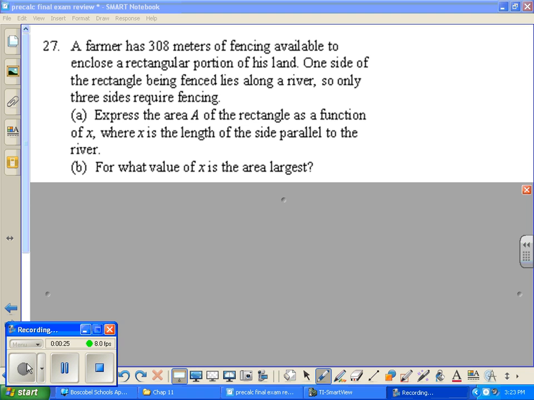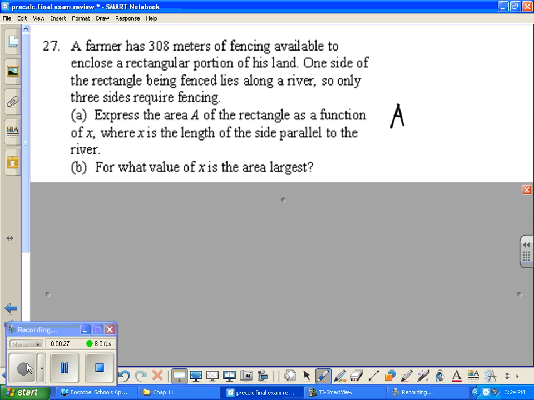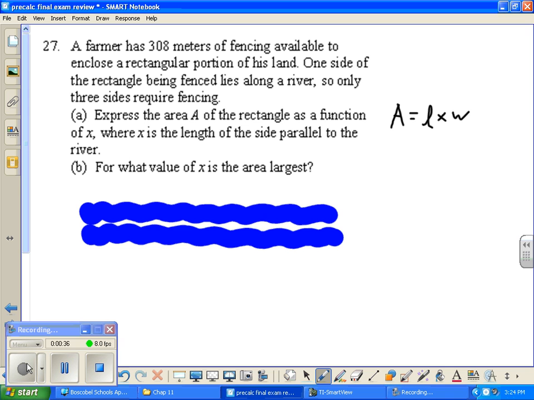Okay, so an expression for area. Now because we're dealing with rectangles, we know the area is equal to the length times the width. So we need to come up with our function. Well, I have a river drawn here, and now let's draw in our rectangular fencing. So again, I only need 3 sides per the problem, and this part right here tells me that this side is going to be x. So our length is equal to x.